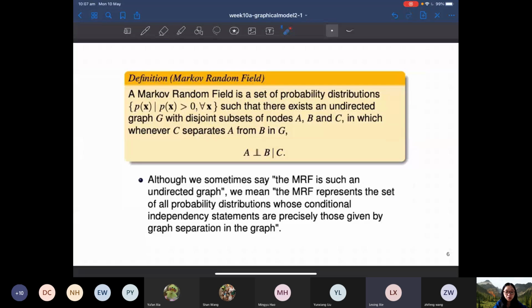Basically, the definition of an MRF is defined from this notion of graph separation in undirected graphs. So basically, the MRF represents the set of all probability distributions whose conditional dependency statements are precisely those given by graph separation in the manner that we've seen.